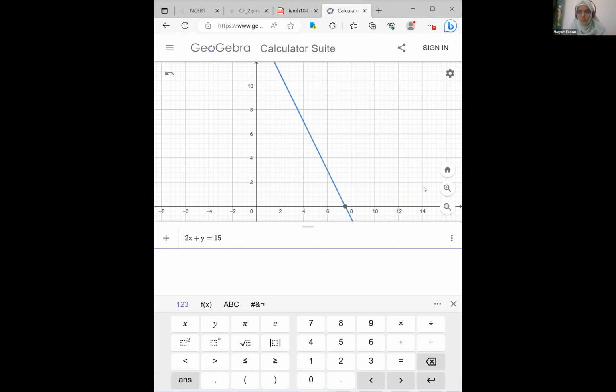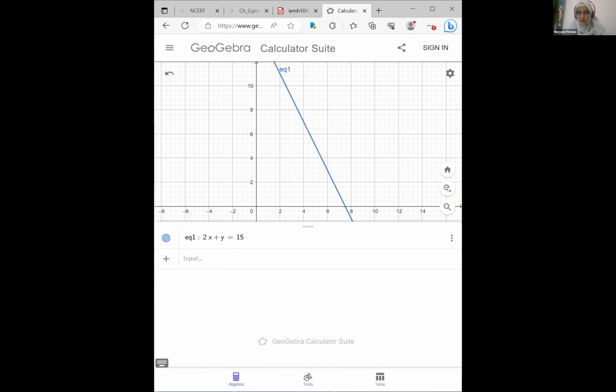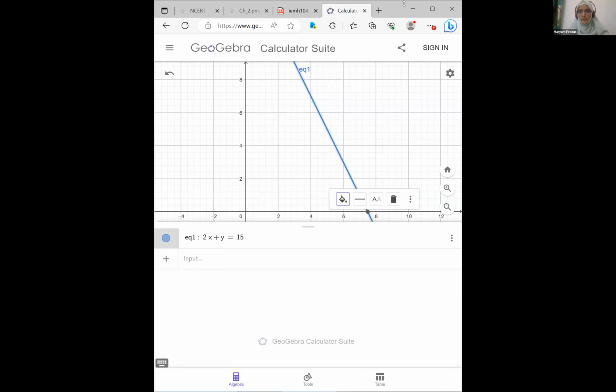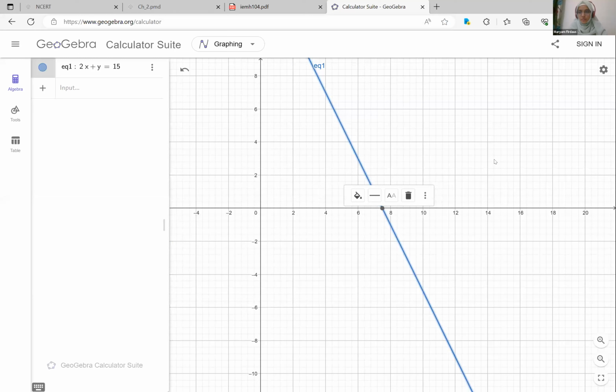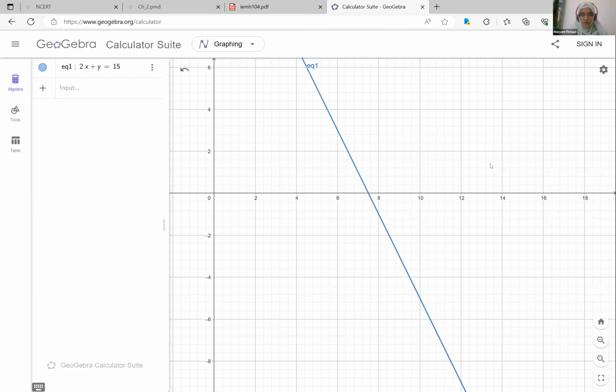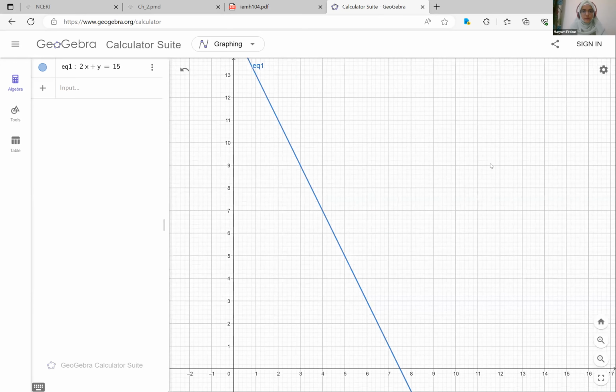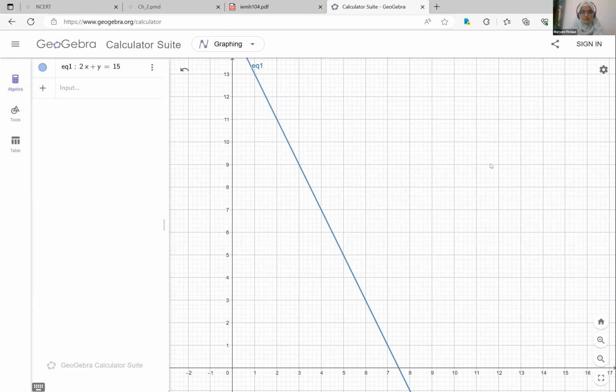So let me try to zoom in a little bit so that, wait a minute. Are you able to see the screen now? Has it become more clearly visible now? Y'all can see it? Yes. Okay.